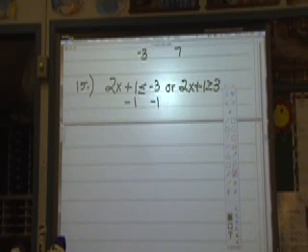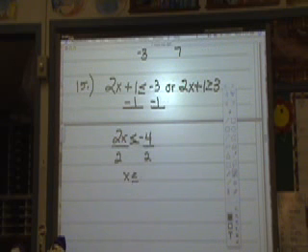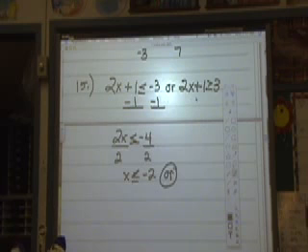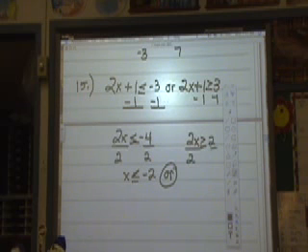Subtract 1 from all sides. 2x is less than or equal to negative 4 divided by 2. x is less than or equal to negative 2. Or, and then you subtract 1 from both sides on the next one. It says 2x is greater than or equal to 2 divided by 2. x is greater than or equal to 1.